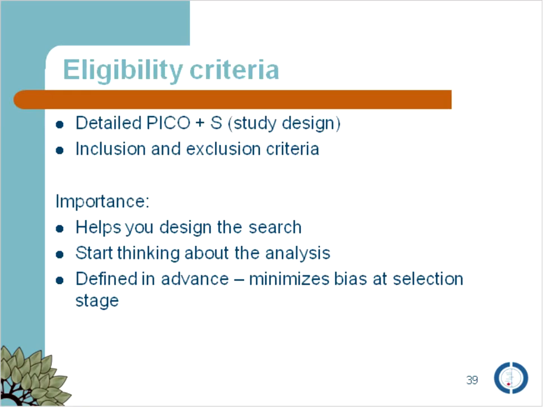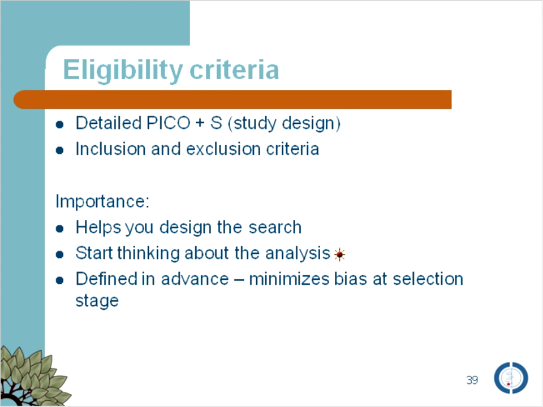So let's take a look at the eligibility part, because that's tied quite closely to your question. It's your PICO, but quite detailed, and you're also specifying what study designs you're interested in looking at. Out of this, you set your inclusion and exclusion criteria, which is important and needed to help you define the search, so you know what it is you're looking for. It gets you thinking about the analysis: I have an understanding of what my intervention and comparisons are, what my outcomes are, what I'm expecting down the road, and what I need to outline in advance.